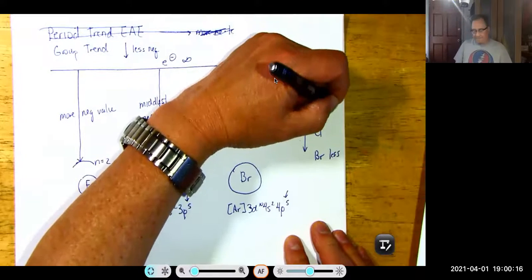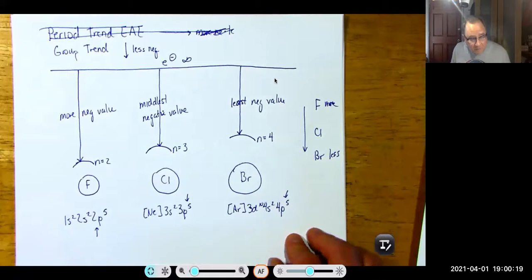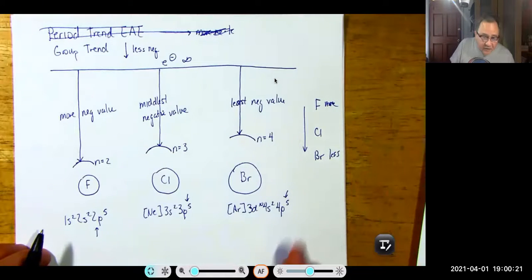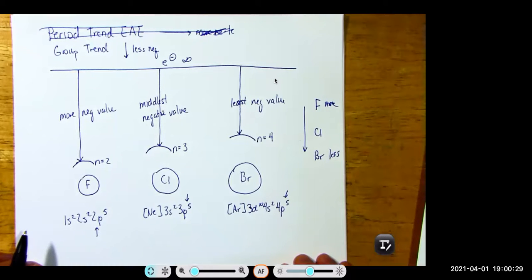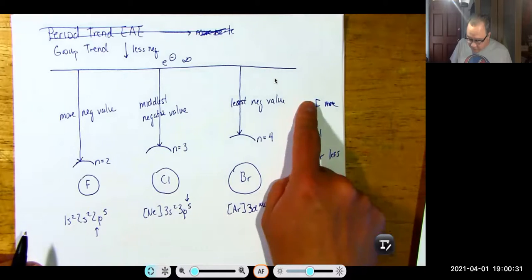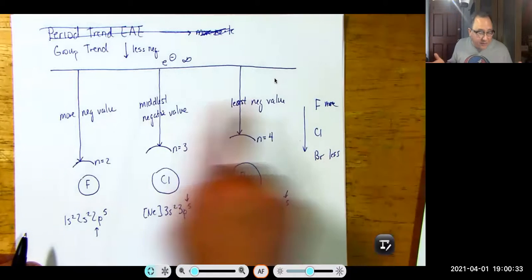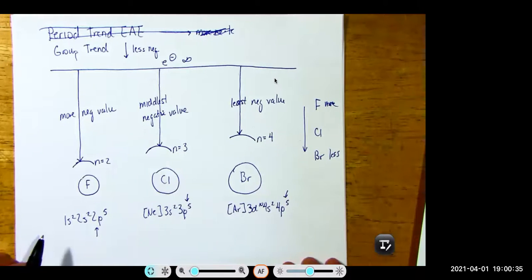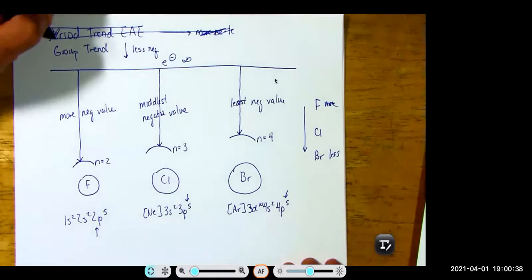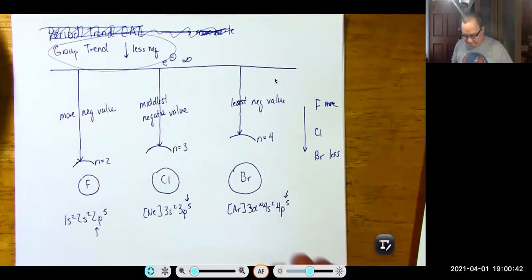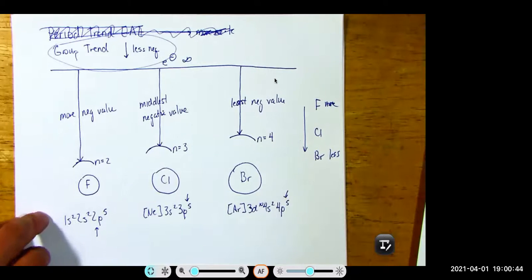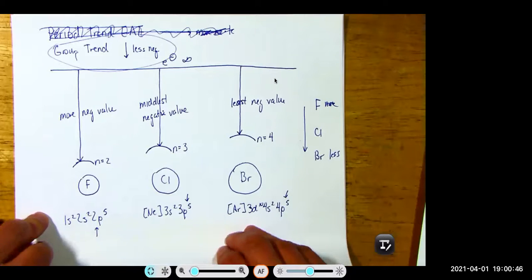And remember how we said before that when we look at the trends, an up and down trend has to do with the outermost shell. So 2, 3, 4. And when you go across, it's number of protons, right? Well, there is no period trend, so we only have to worry about the group trend. So that's how you determine the energy. That's right.